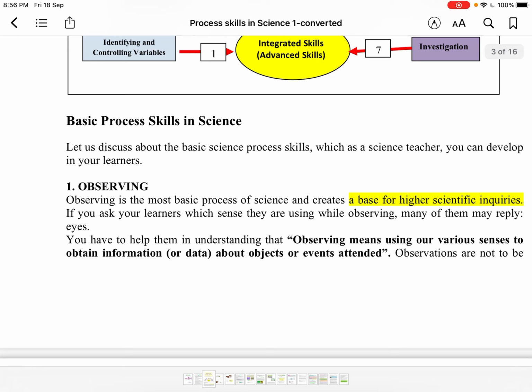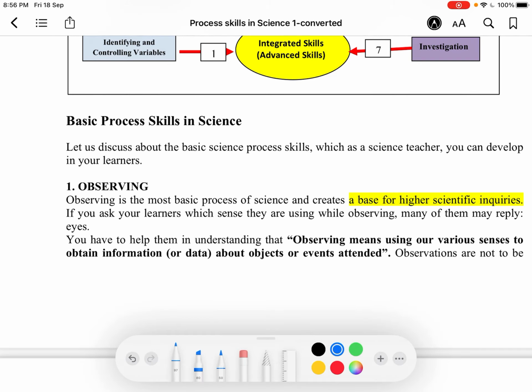The first is observing. Observing, or the observation skill, is the most basic process. In any science learning, we usually begin gaining information by the process of observation. So for any kind of scientific inquiry, even higher scientific inquiry, observation acts as a foundation. It is a base. So what do we mean by observation or observing?